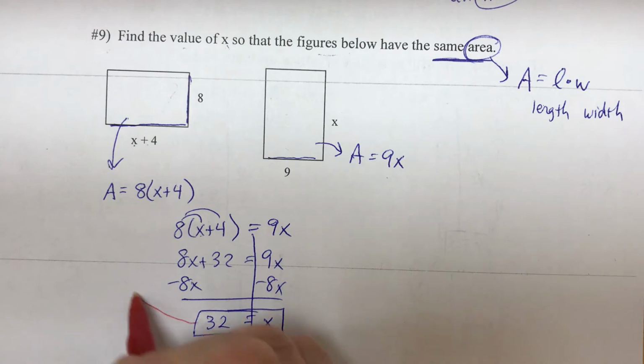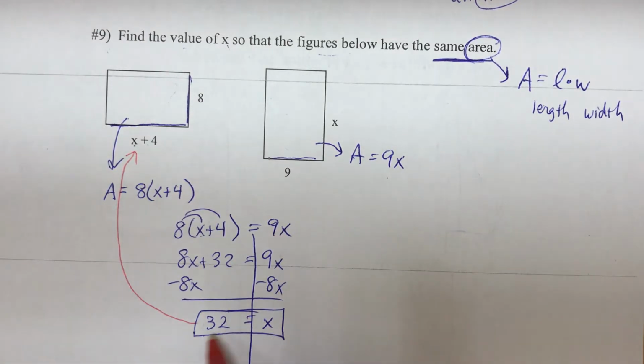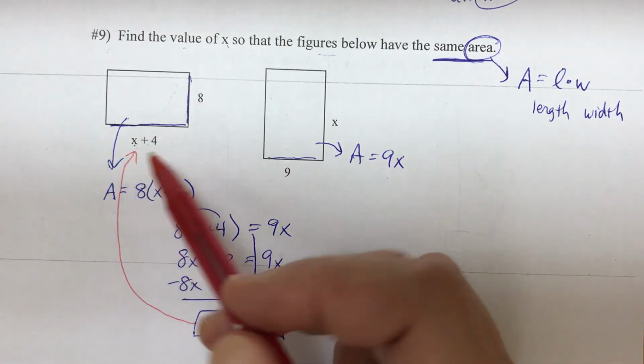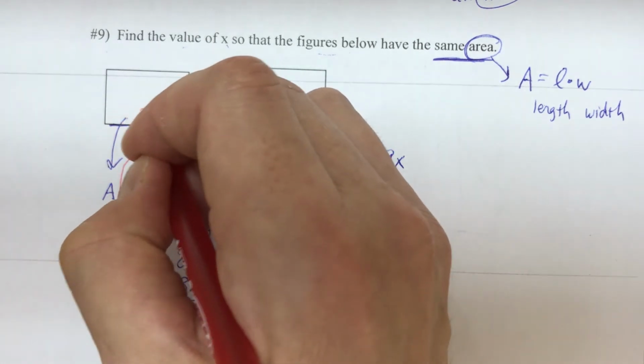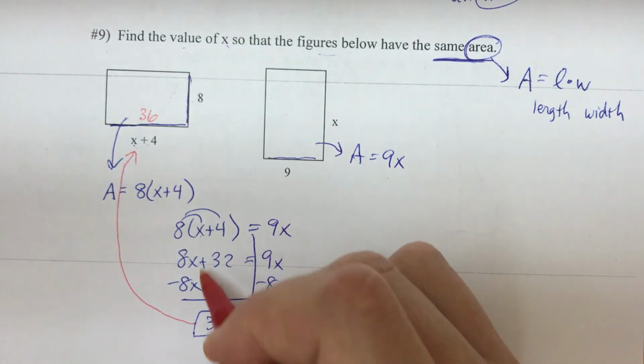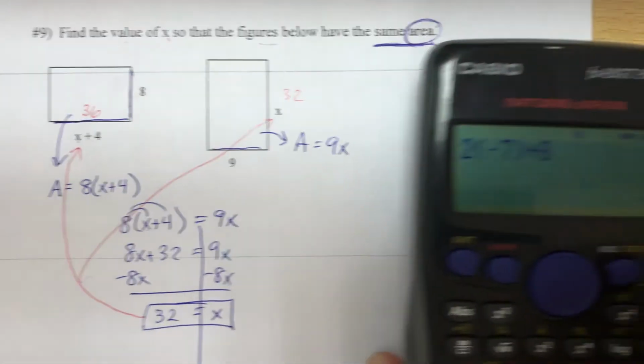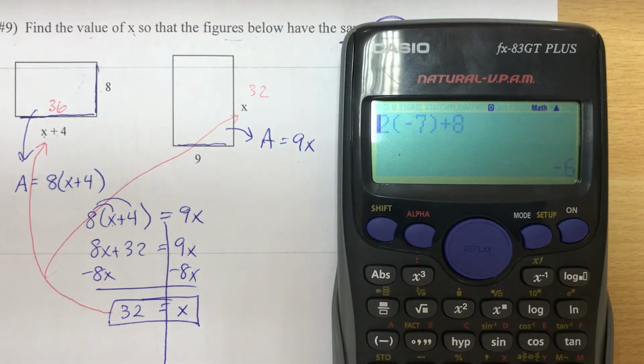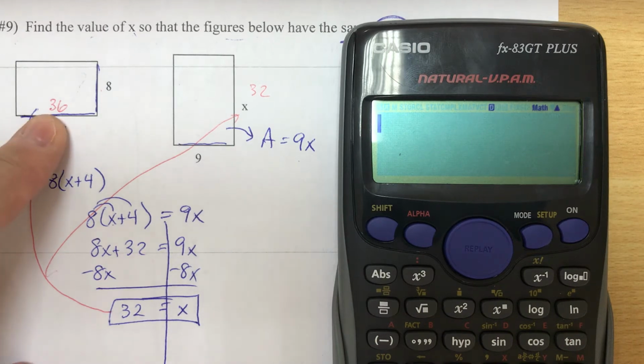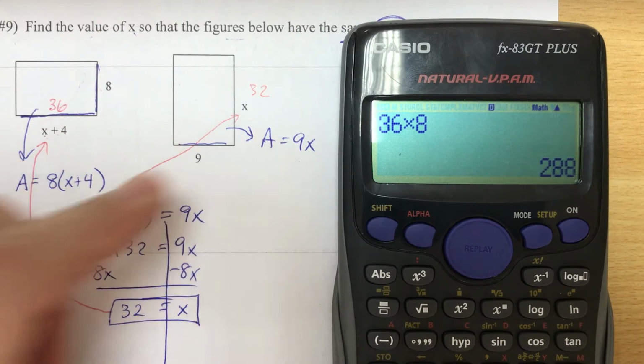Now, just to show you that this works, if we go back to the picture, and this is something I always tell my geometry class, let's go back and we'll substitute 32 for x. So this length would be 36, and the width would be 8. And then over here, that would be 32. And let's check the areas here. So if we do length times width, 36 times 8, the area is 288. What about 9 times 32?